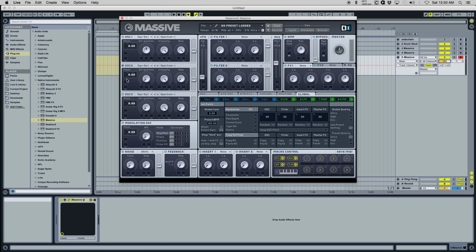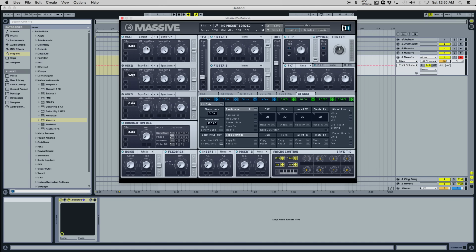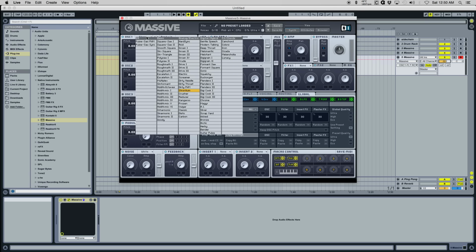Now, with these patches that I made, I just chose to use only one oscillator, but you are not limited to just utilizing one. In fact, when it comes to sound design, you don't really have to play by the rules, although it does help to learn them and then learn how to break them. But yeah, so I like to use strontium a lot.